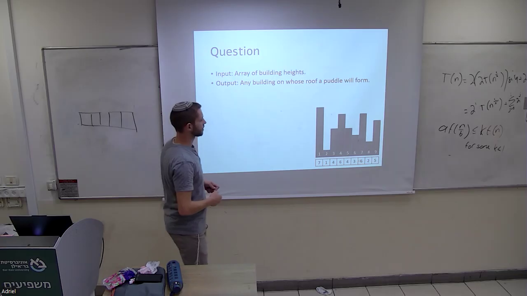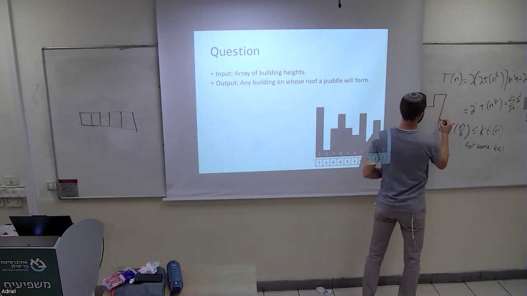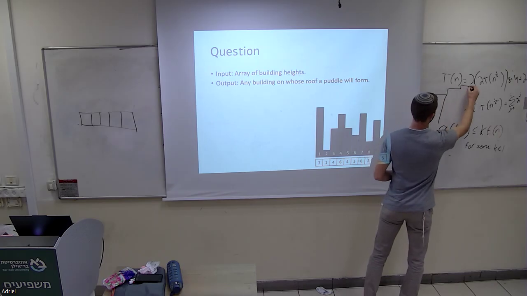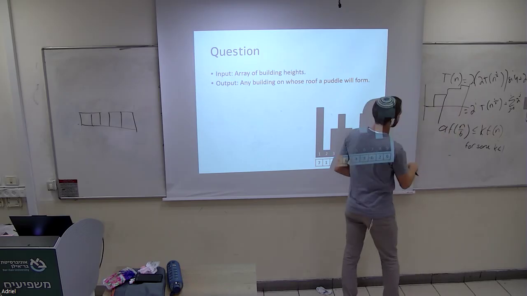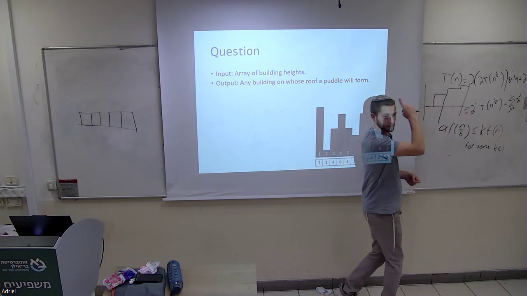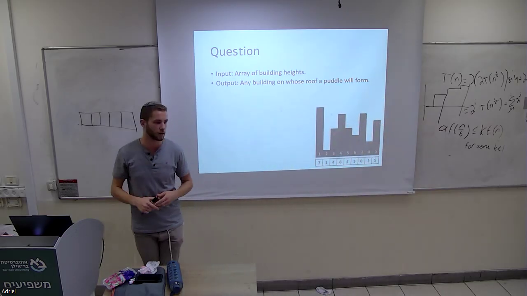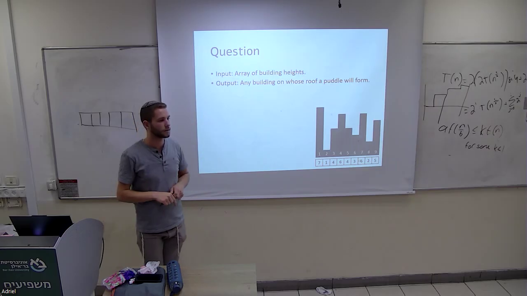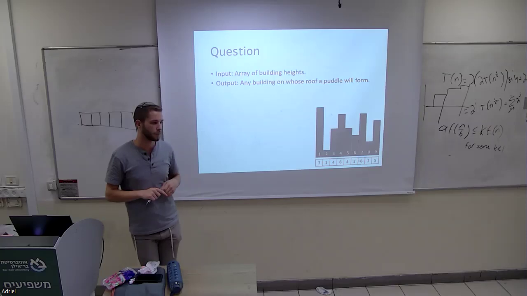Also, I didn't say this, but let's say this is our array, then this is considered a puddle. The edges are considered infinity. So therefore we're always guaranteed that there's at least one puddle. And the water falls everywhere. It goes to the left or to the right, whichever one's smaller.